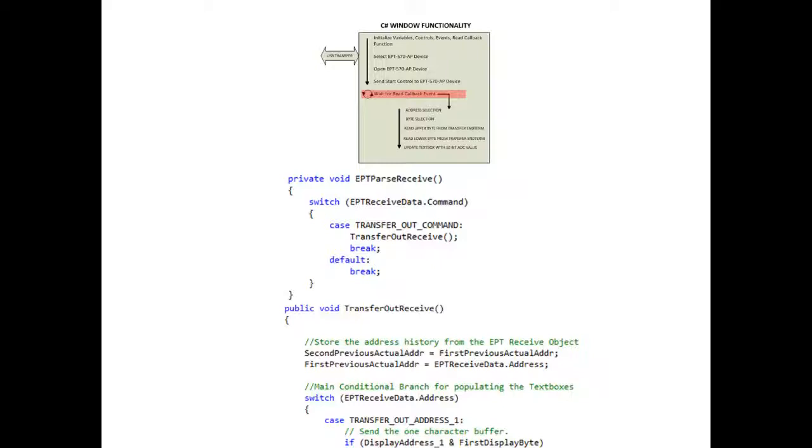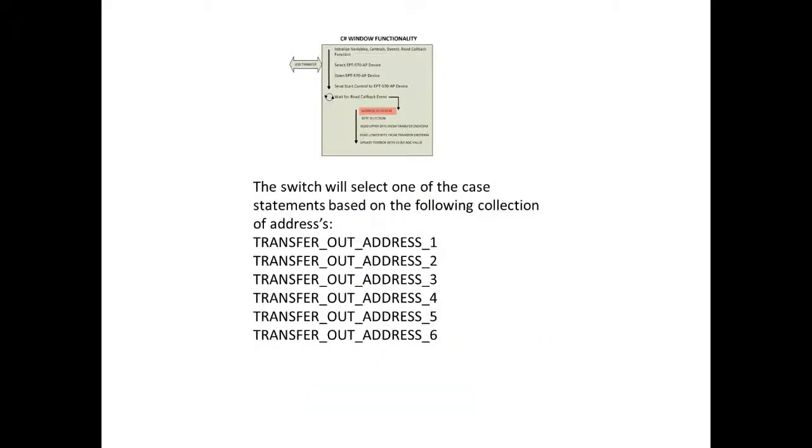When a transfer message has been received from the EPT570 AP, the transfer out receive function uses the EPT receive data object address to conditionally branch to a set of statements. This is done using the switch case statement. The switch will select one of the case statements based on the collection of addresses, the transfer out address 1, transfer out address 2, all the way down to 6.